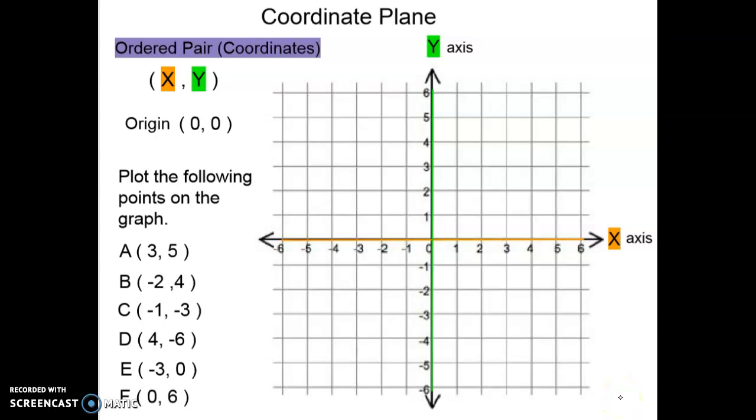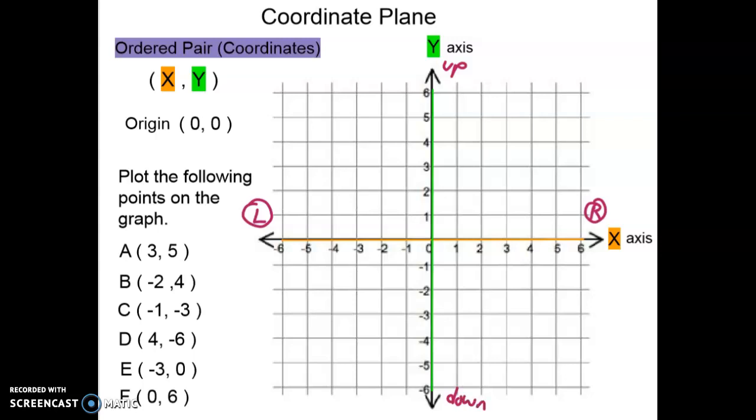The coordinate plane is just a graph that is made up of two number lines. One number line is called the x-axis, and it runs left to right. So I'm going to put an L for my left direction, an R for my right direction. As you go to the left, we're talking in the negative direction. As you go to the right, we're talking in the positive direction. It's also made up of the y-axis, or another number line that runs up and down. The up direction is my positives, the down direction is my negatives.